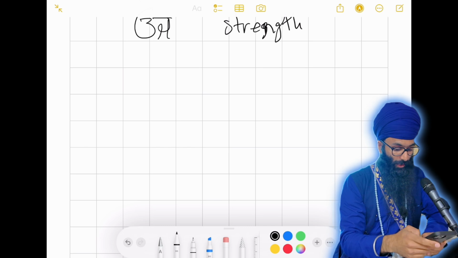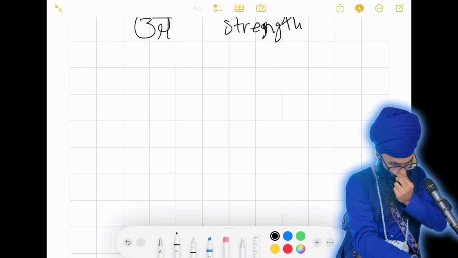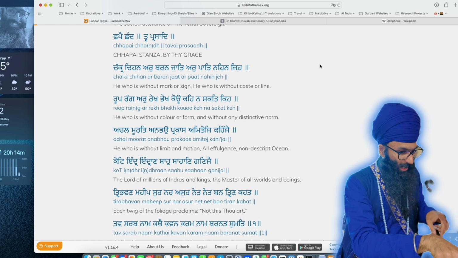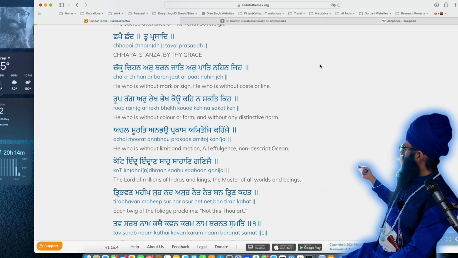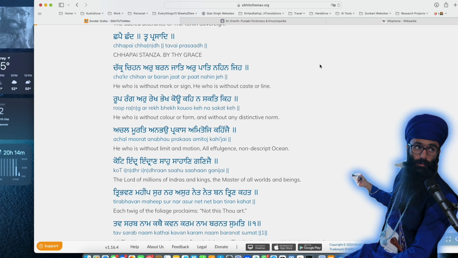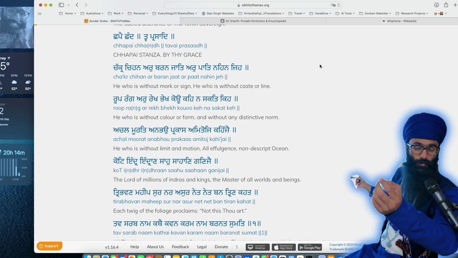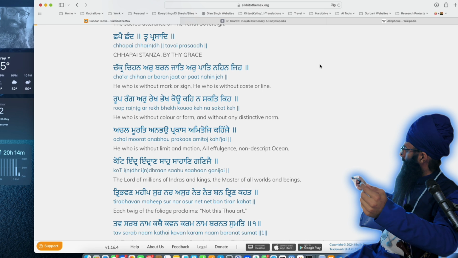So the next line that we're looking at is Kot, Indra, Indran, Sahe, Sahanganija. Alright? So again, the last word here is kind of the key. The last word here is Ganija. Ganija means to count. Okay, ginna, right? Ginti. To count.